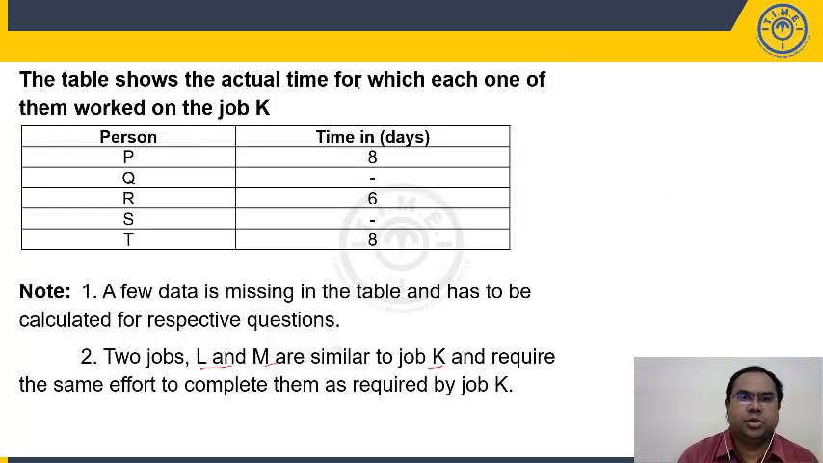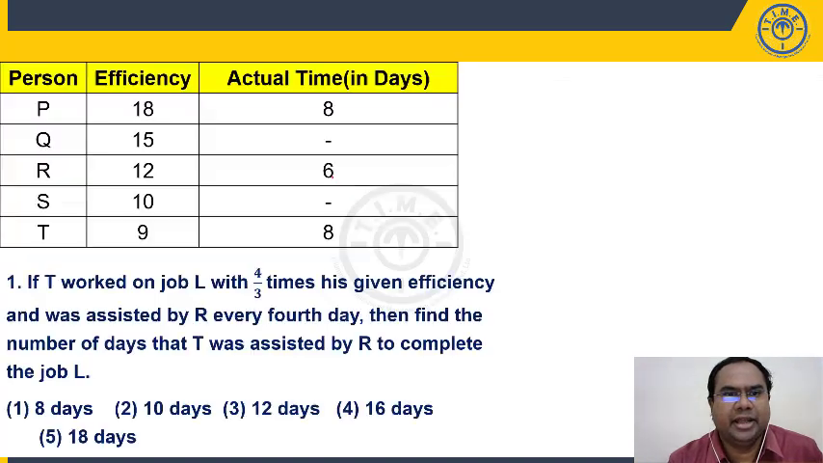The table shows the actual time for which each one of them worked on the job K. So P has worked for actual 8 days, Q and S have not worked, R and T have worked for 6 days and 8 days. Now, whatever efficiency we have found out and the number of days they have worked, we are putting in the form of a table here. See, this is my table. We'll take a question later, just look at the table here.